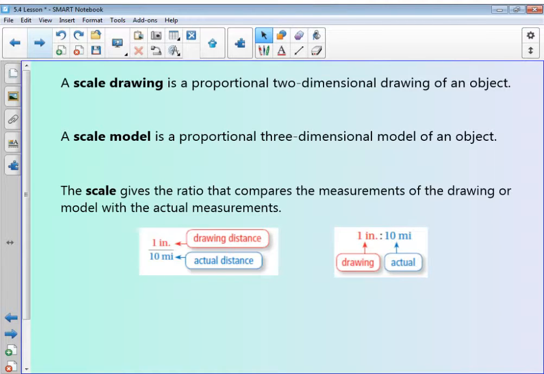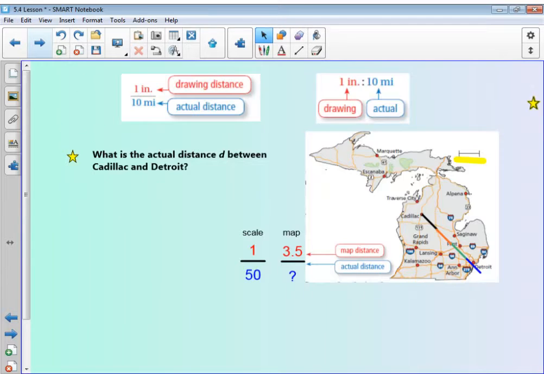The scale gives the ratio that compares the measurement of the drawing or the model to the actual measurements. So the key thing to remember is the first number in that ratio, if it's set up as a fraction, the top number is going to be your model or scale drawing number, and your second number, the bottom number, is going to be the actual number, okay? And that's very important to understand.